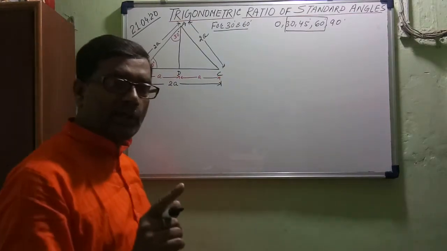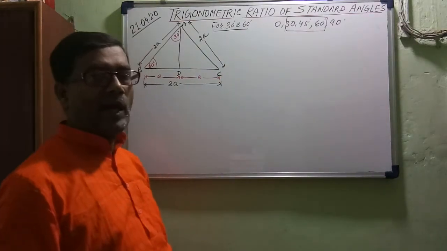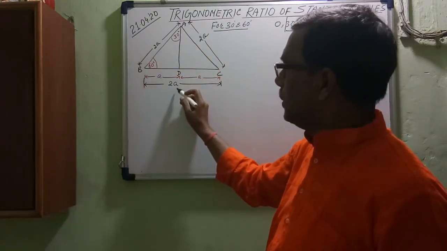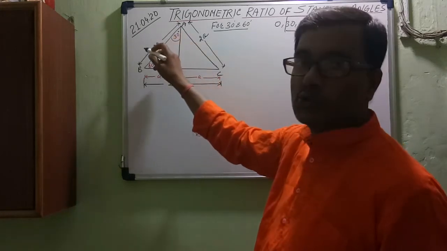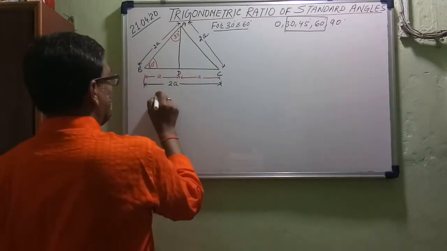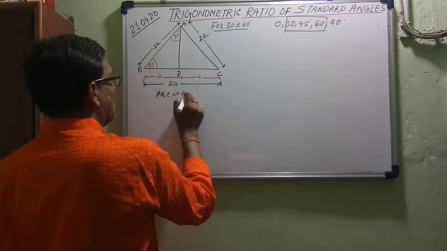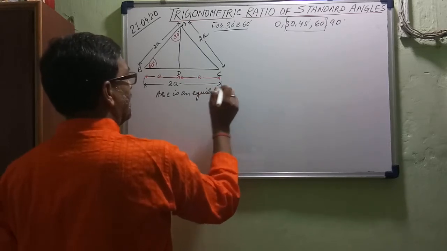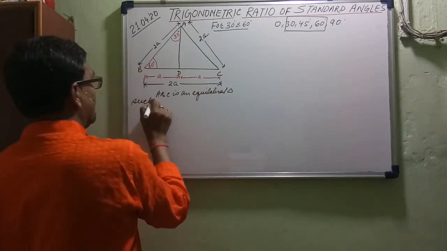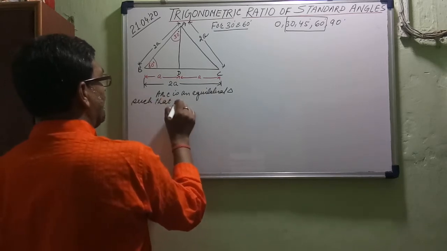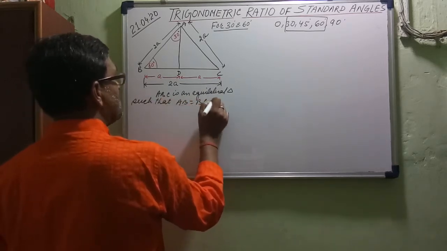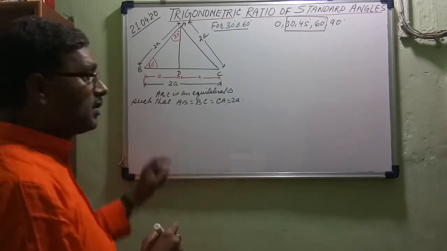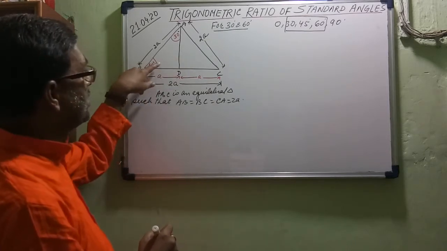Remember, for 30 degree and 60 degree, we have to consider an equilateral triangle. This is your equilateral triangle ABC, where each side is 2a. Here is also 2a, here is also 2a. So ABC is an equilateral triangle such that AB is equal to BC is equal to CA is equal to 2a. You know very well that each angle is 60 degrees, so I have put here 60 degree.